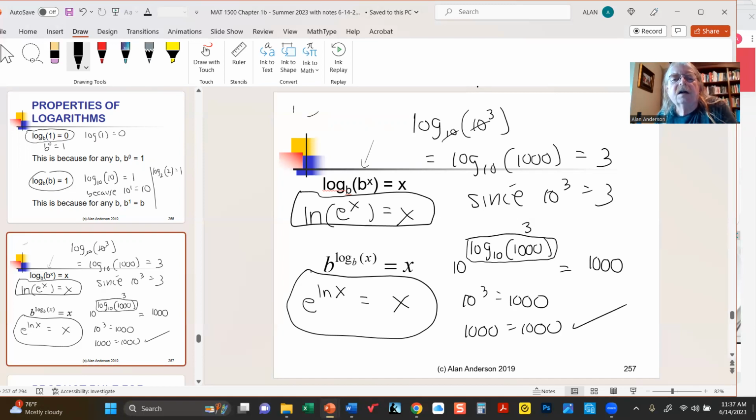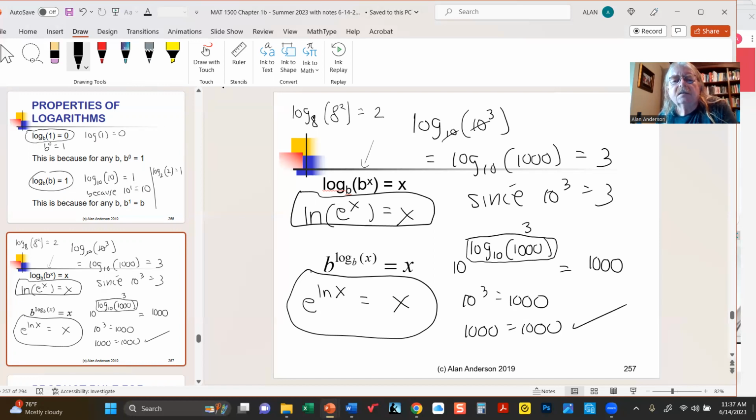For example, the log to base 10, well, let's make it base 8, just for a change of pace, of 8 squared, or 64, is just 2. Okay, that's what the first one means. And if you're using natural logs, this implies that log of e to the x is x, because remember, the base of the natural log is e.